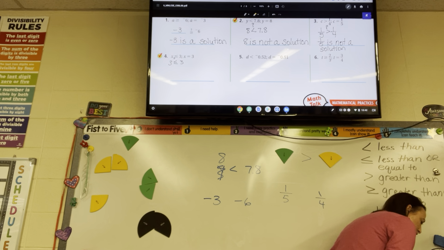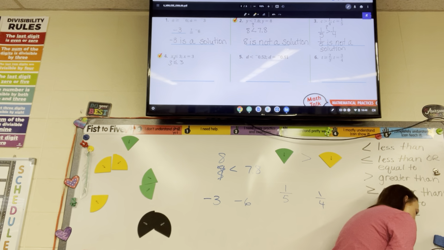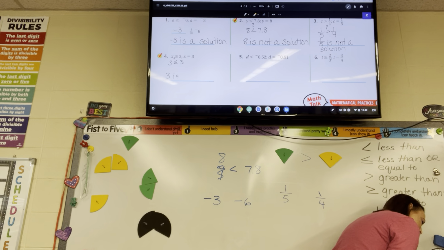Okay, next we're going to plug in 3 is less than or equal to 3. Write a question mark to check it. Is 3 equal to 3? Yes. So 3 is a solution.